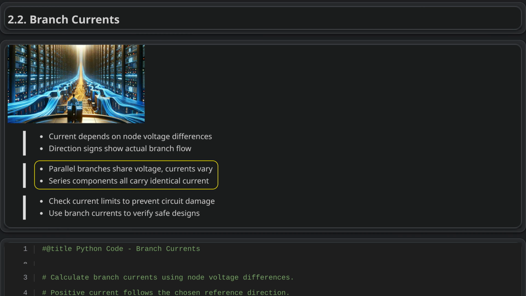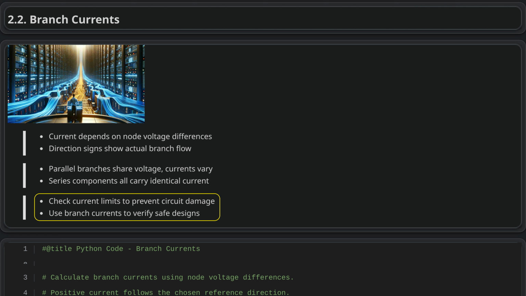In direct current circuits, branch currents show how node voltages affect real components. Parallel branches have the same voltage across them, but lower resistance draws more current and higher resistance draws less. In series circuits, the same current flows through every component, even though each voltage drop may differ. This distinction explains why appliances on household panels draw current independently, while series decorative lights share one current path.